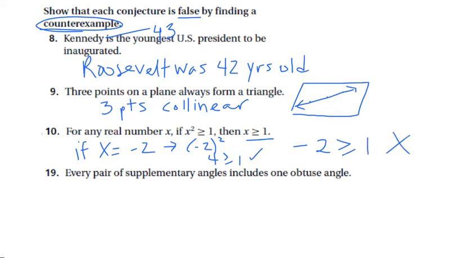Number 19, every pair of supplementary angles includes one obtuse angle. So remember, supplementary means that they add up to be 180 degrees, but that does not mean that one of them needs to be obtuse, because what happens if they're both right angles instead? They still add up to be 180, but they're not obtuse.